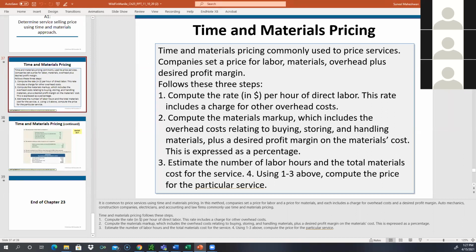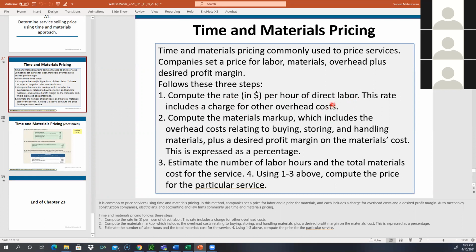Again, the concept still remains very similar. You've got to follow these 3 steps, basically, whatever your rate per direct labor hour is, because your cost consists of labor, material, and overhead plus any desired profit margin, which is the thing which we have done a number of times. So the labor rate is in dollars per hour of direct labor, and it can include a charge for other overhead cost.